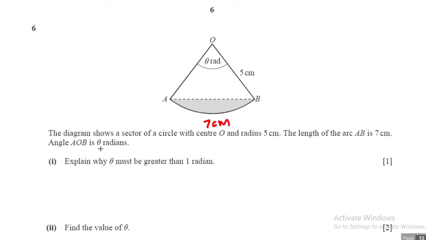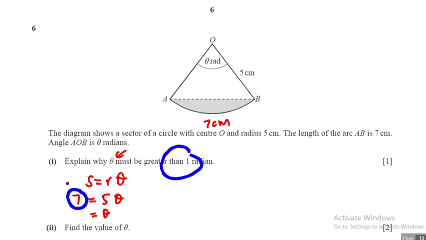So the arc here is 7 centimeters. Angle AOB is theta radians. Explain why theta here must be greater than 1 radian. Okay, why? We know that s equals r theta. So s here is 7 centimeters, r is 5 centimeters, so theta is 7 divided by 5, which is 1.4. It will be more than 1 if the arc length is bigger than the radius, right?